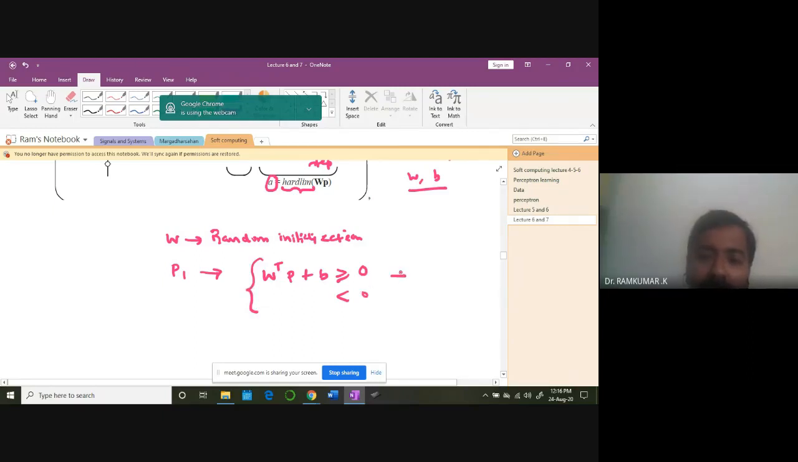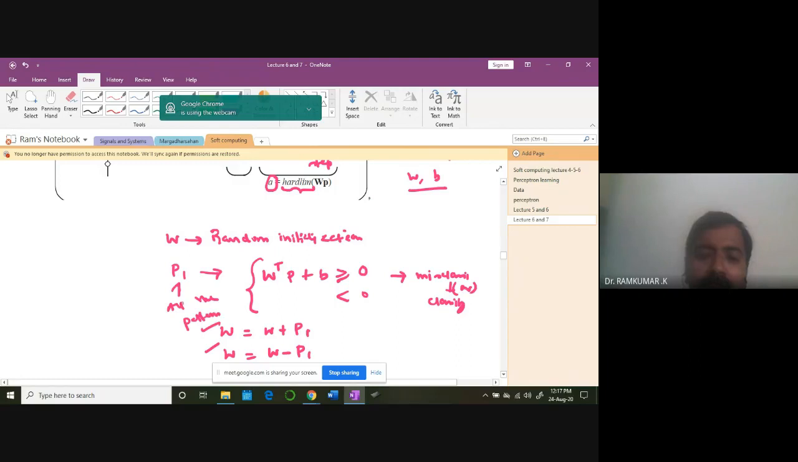Then check for the desired label. Compare with the desired label whether it is classified or misclassified. You have to check it. If it is classified properly, no need to update the weight. If it is not properly classified, then you have to update the weight by W plus. Two rules are there, W minus P, W plus P. Okay, so you should know that. Based on the pattern P1, then you have to do it for all the patterns.